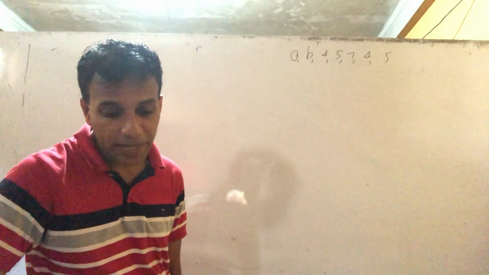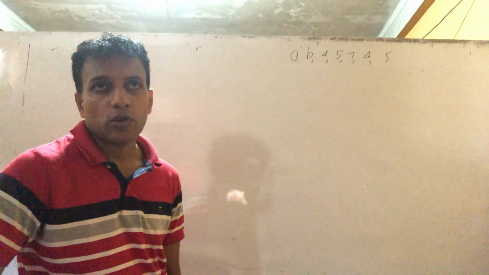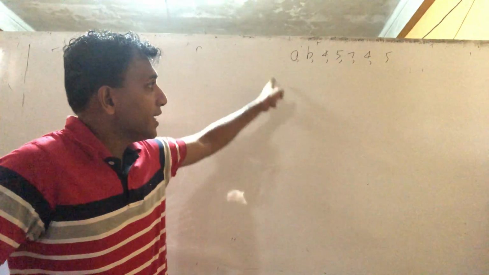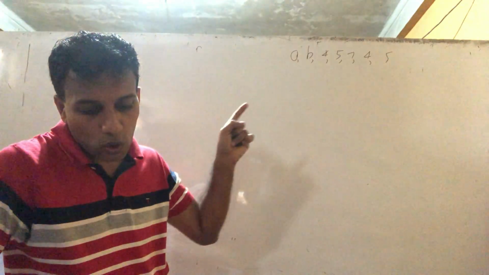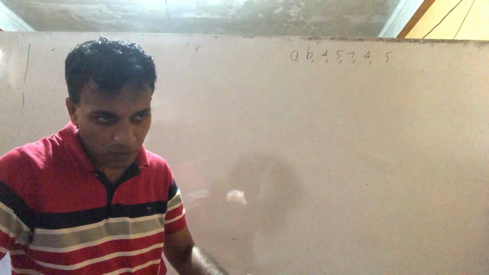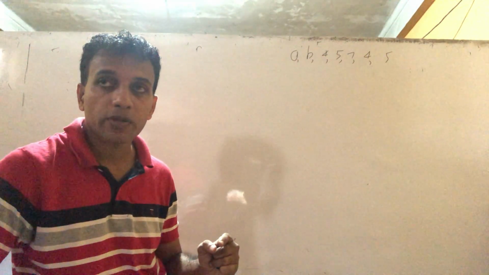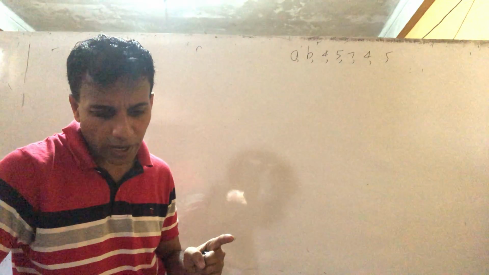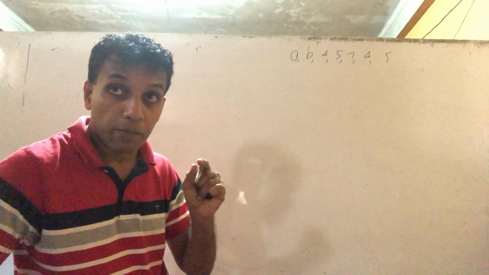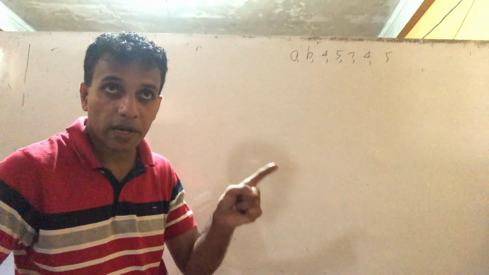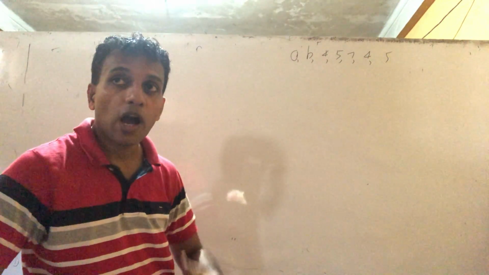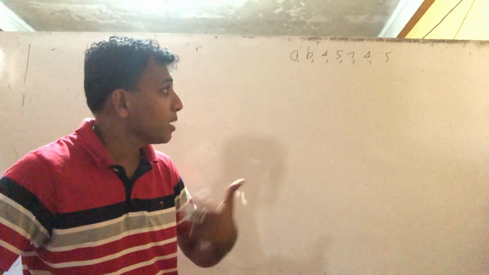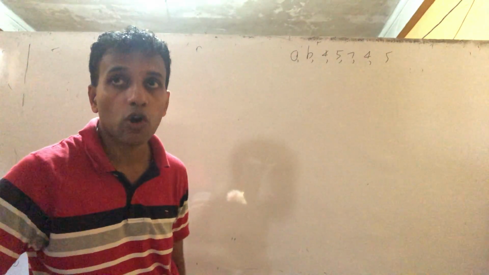They say the mean and the mode are equal. You know what is mean? Adding all these 7 numbers, divide by 7. What is mode? High frequency, the most occurring number we call mode.